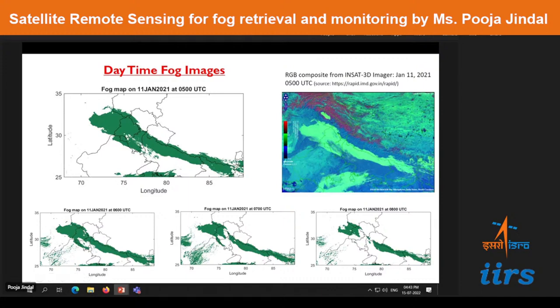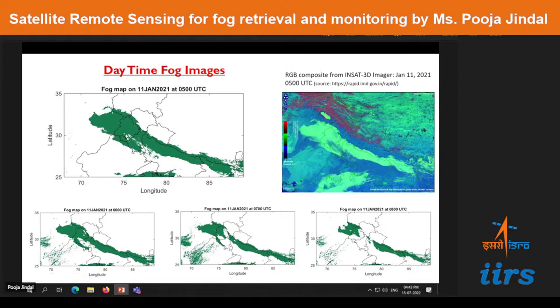As this methodology has been developed using the INSAT 3D data, where the data is available after every half an hour, we can apply the same methodology every half an hour and monitor the fog. We can generate the fog at 5 UTC, 5:30, 6, 6:30, 7, 8, and so on, and monitor how the fog formation starts, when it dissipates, and what area it is covering. All this is possible because the data is available after every half an hour.